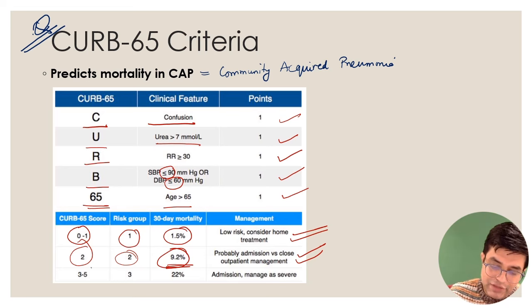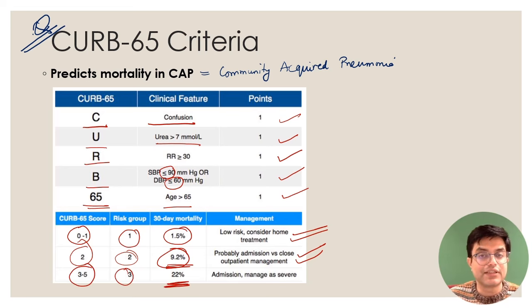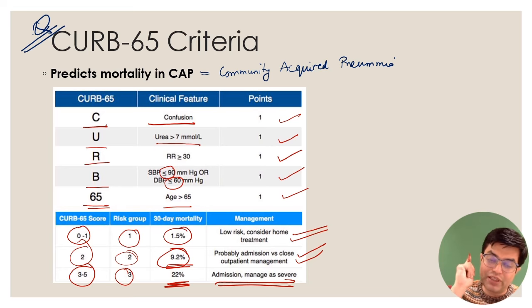Or if the curve score is 3 to 5, risk group 3, 22% mortality is there, and so 22% का मतलब क्या है? 5 पेशेंट में से एक मर जाएगा. 1 out of 5 patients will die almost, and so all of them need to be admitted, managed as severe, and they will always require IV antibiotics in the patient. So curve 65 criteria बहुत useful clue है.